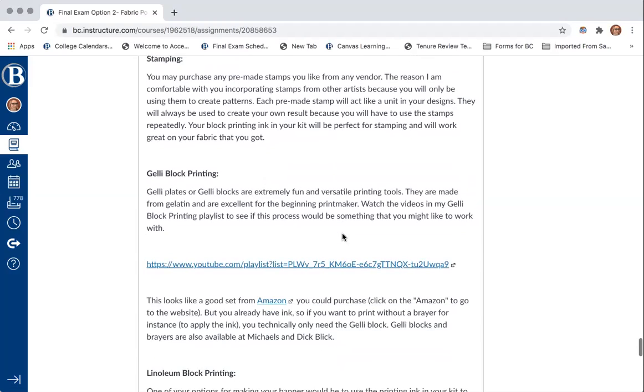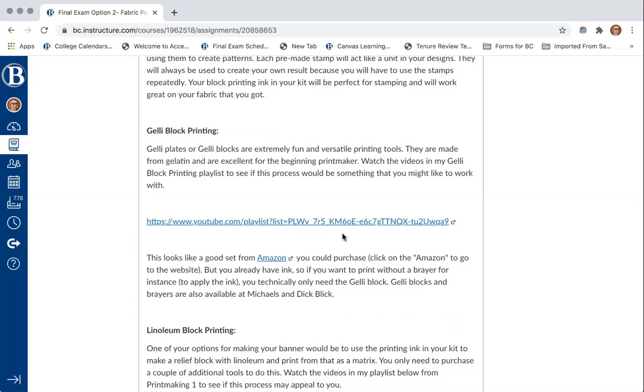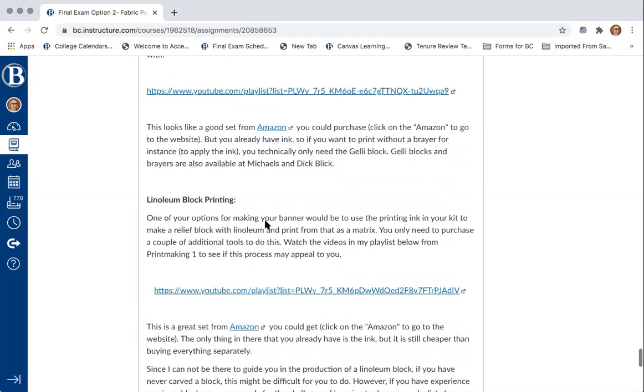You may also use jelly plates. Now you don't have a jelly plate in your kit, but you can buy one at Amazon. They're really fun, really great tools, and something you can use again and again. Here's a link to a playlist I have on my YouTube site about using a jelly block. Okay, so you can watch that, see if that interests you.